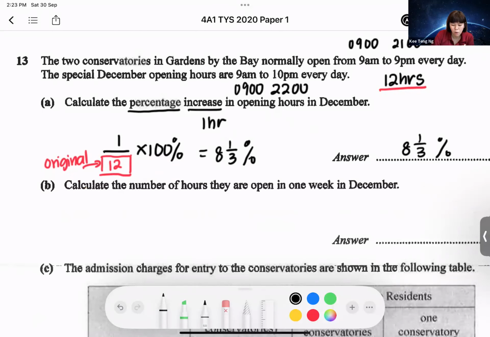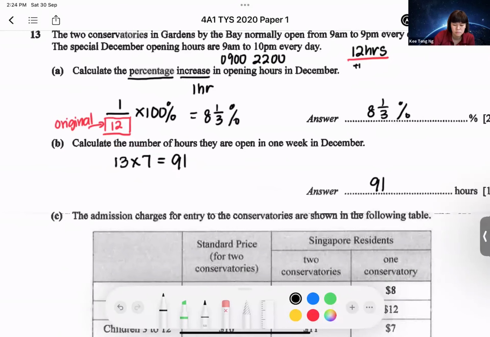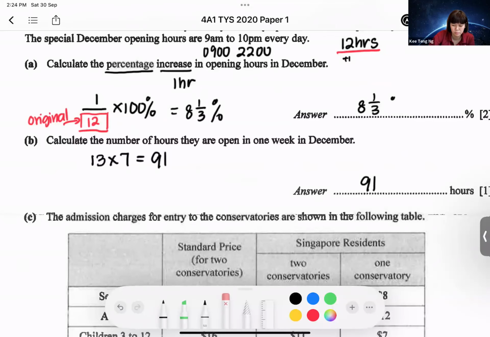Calculate the number of hours they are open in 1 week in December. So in December, for 1 day, 12 hours extended by 1 hour, right? Every day is 13 hours and they are open for 1 week. How many days are there in 1 week? There are 7 days in a week. So you have 13 times 7, that will give you 91 hours. Have you gotten the concept?